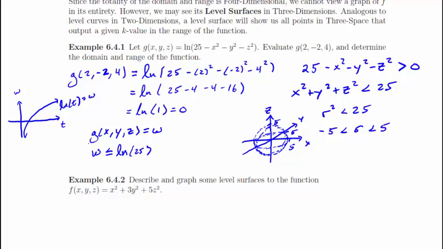That is really the range of this function. So I'm going to write this in proper set notation. Say the range of g equals the set of w in the set of real numbers such that w is less than or equal to the natural log of 25. We'll just leave it as an exact value here.